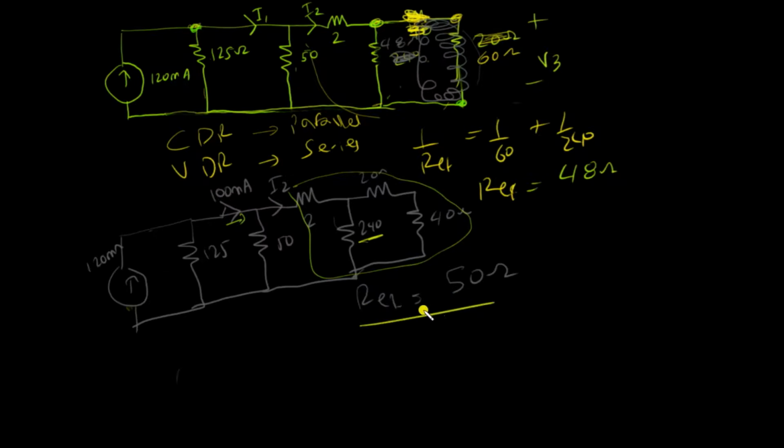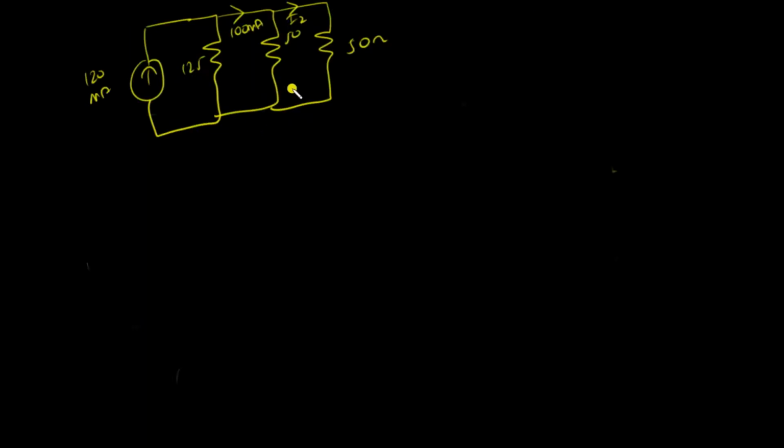So I'll just draw the new circuit again. So now this is a simplified circuit. I have I1, which was 100 milliamps calculated in the previous step, and I need to find the value of I2. So I'll just apply the CDR.